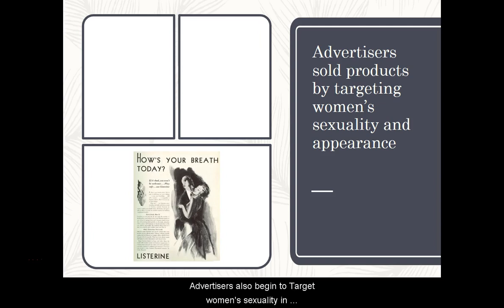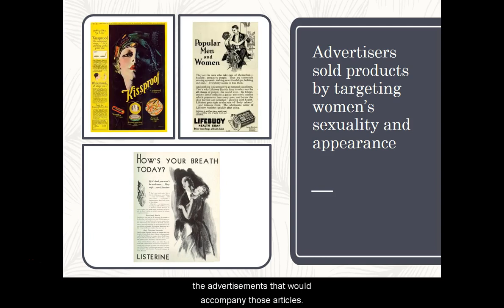Advertisers also begin to target women's sexuality and their appearance. And this can be particularly seen in magazine articles and the advertisements that would accompany those articles. For example, you have health soap. Popular men and women use health soap. How's your breath today? For Listerine. And kiss-proof makeup. Because in the 1920s, it's okay for women to start wearing makeup, as in previous decades, it was seen as much more risque or inappropriate for a woman to wear makeup.